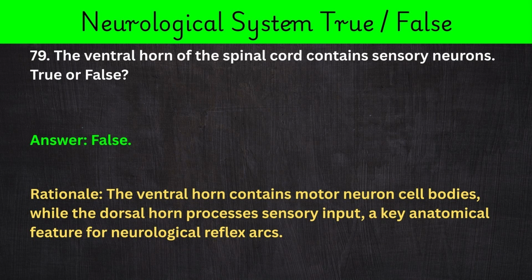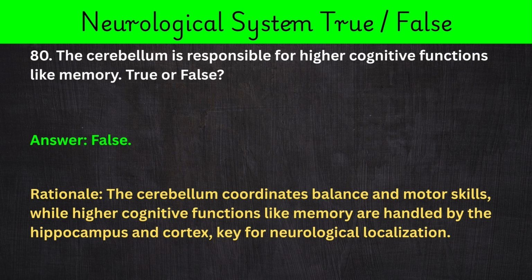Rationale: the ventral horn contains motor neuron cell bodies, while the dorsal horn processes sensory input, a key anatomical feature for neurological reflex arcs. 80. The cerebellum is responsible for higher cognitive functions like memory. True or false? Answer: false.